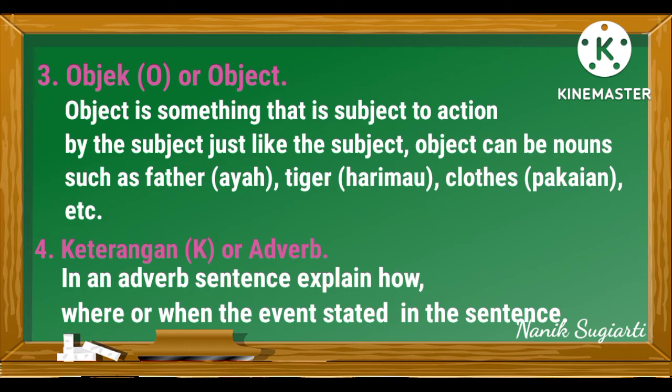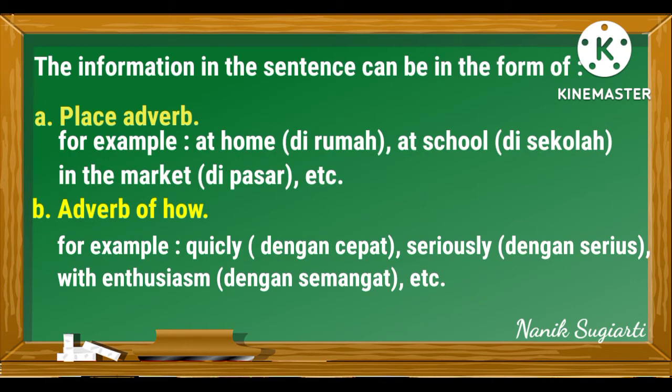4. Keterangan, K, or adverb. In a sentence, the adverb explains how, where, or when the event stated in the sentence occurs, and can be in the form of: a. Place adverb. For example, at home, di rumah, at school, di sekolah, in the market, di pasar, etc. b. Adverb of how. For example, quickly, dengan cepat, seriously, dengan serius, with enthusiasm, dengan semangat, etc.